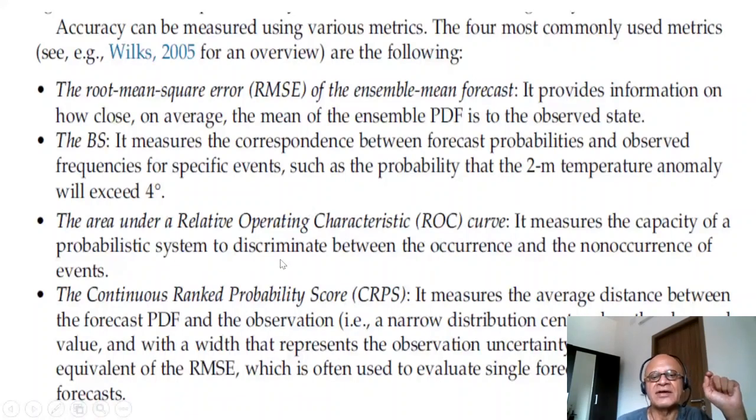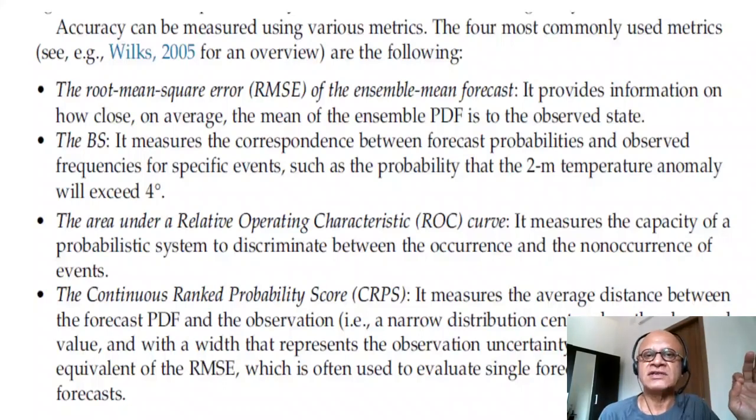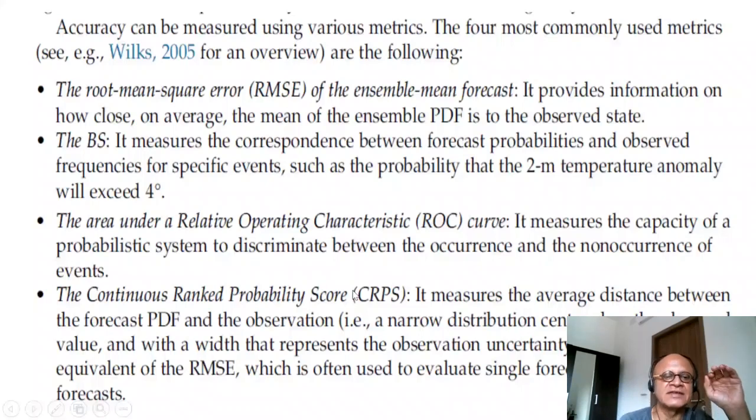The area under this is ROC, the area under a relative operating characteristic curve, or ROC curve. It measures the capacity of a probabilistic system to discriminate between the occurrence and non-occurrence of events. So let's say a snowstorm is coming. Is it going to occur or not occur? There is, of course, how much snow and so on, but these are events. A heat wave, is it coming or not coming? So the definition of a heat wave with respect to the climatology of that place has to be in place, which is the observed state.